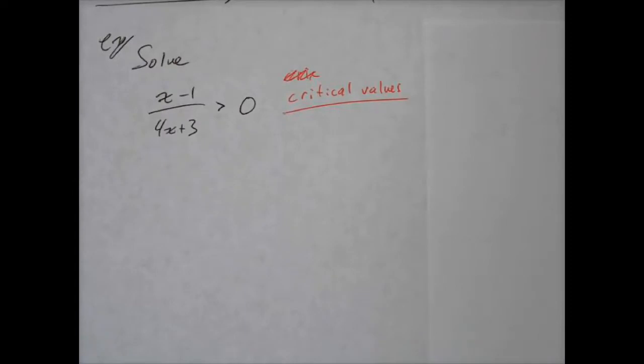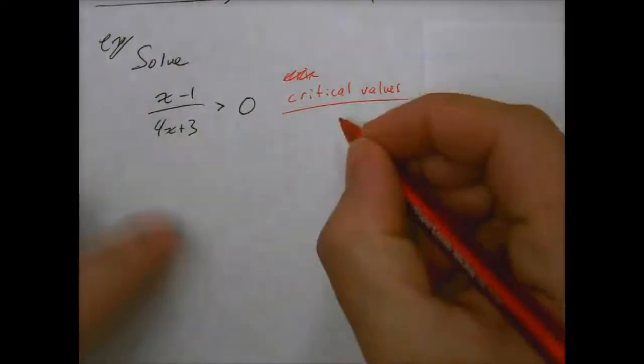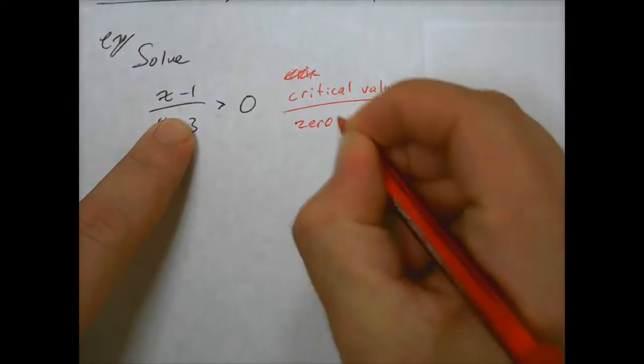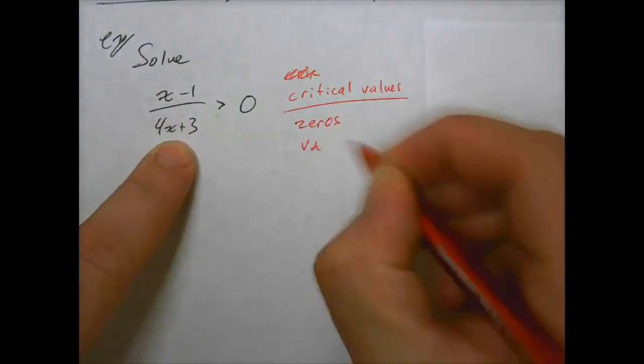You're sitting right there. Anyways, critical values. So in this case, they could be zeros. They could be vertical asymptotes. They could be holes.